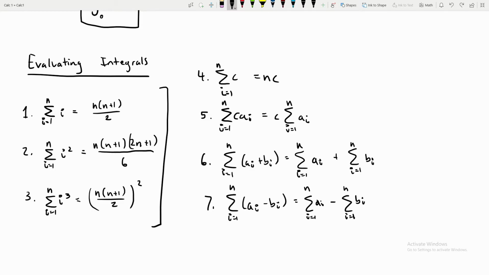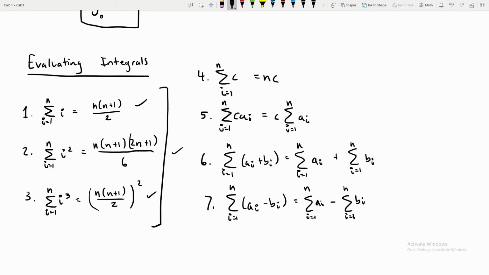So the sum from i equals 1 to n is just this formula. The sum of squares from i equals 1 to n is this formula, and likewise for the sum of cubes, it's just this formula. Now moving on to the more simplification properties in a sense.